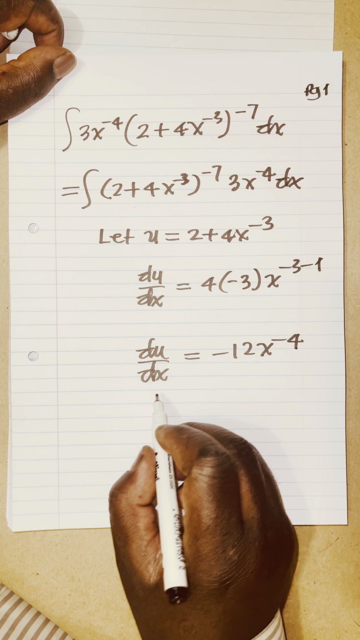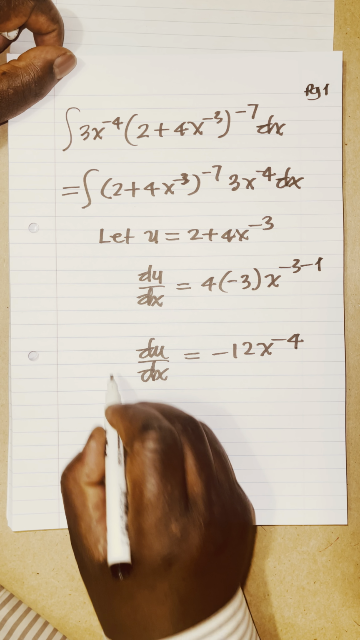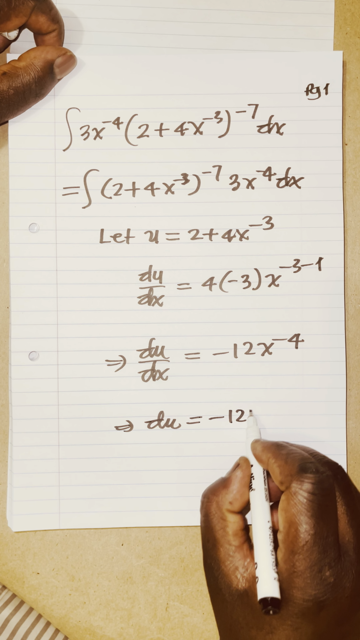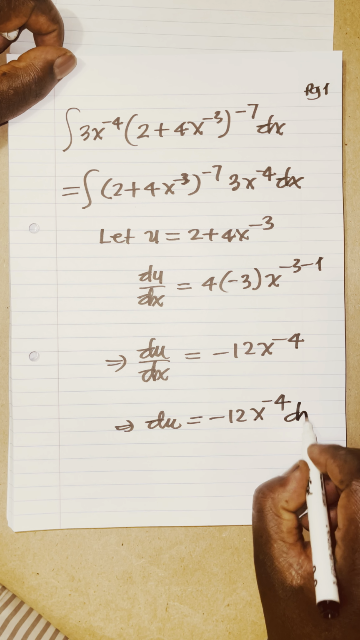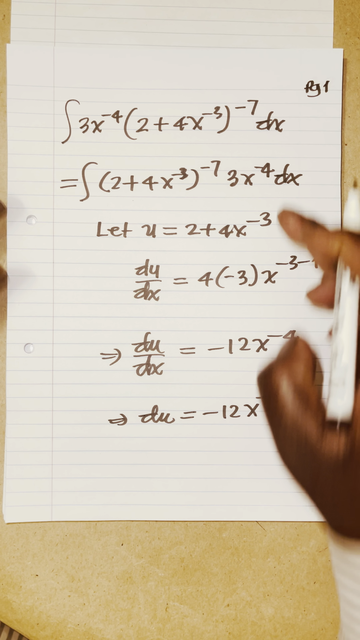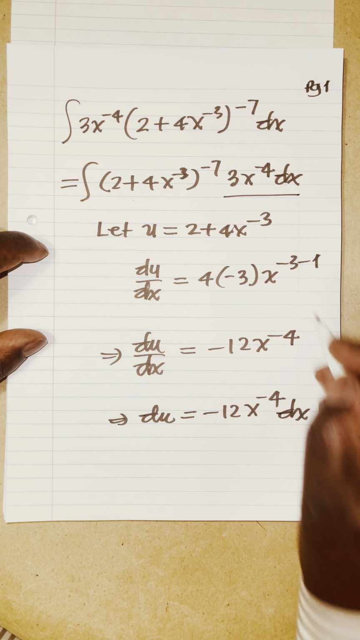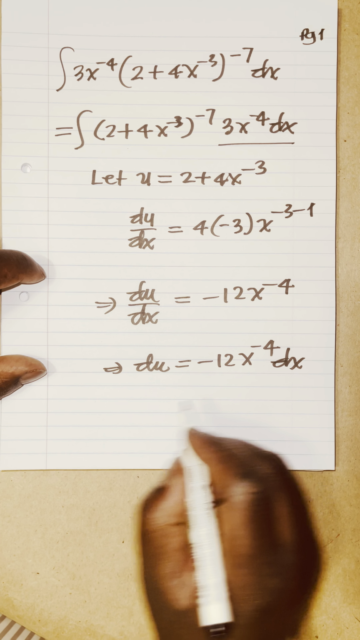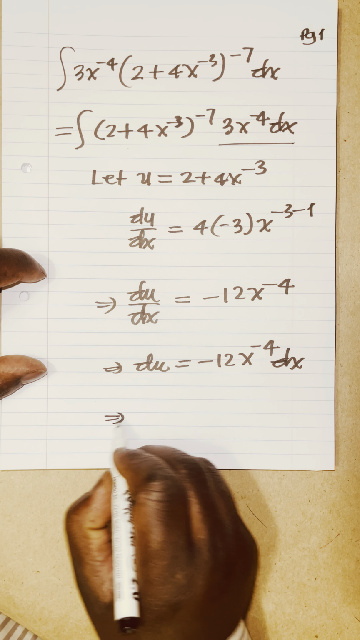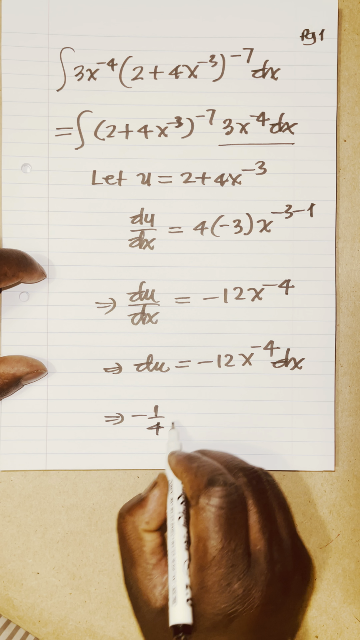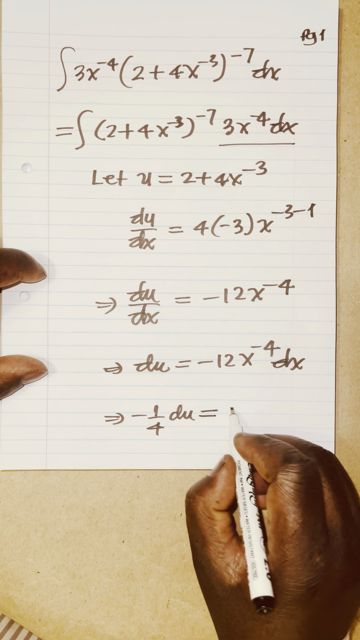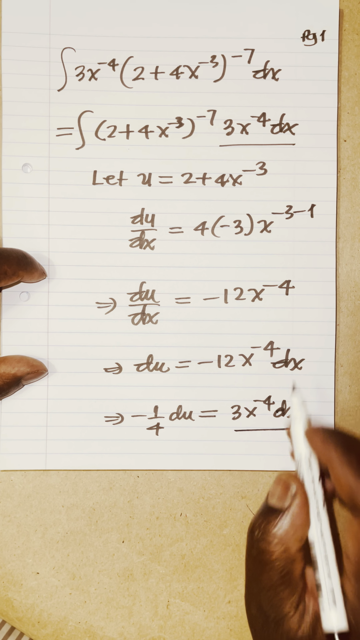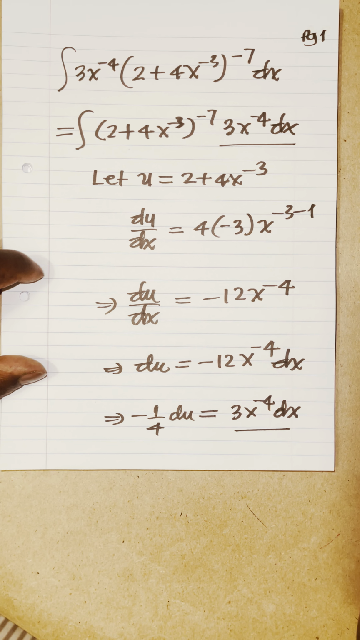Now we have to multiply by dx both sides. So this implies du is equal to -12x^-4 dx. Now if you look at this term here, we have 3x^-4 dx. So I'm going to have to divide by -4 both sides here, or multiply by -1/4. So this is the same as -1/4 du is equal to 3x^-4 dx. Nice. This expression is exactly that expression there.